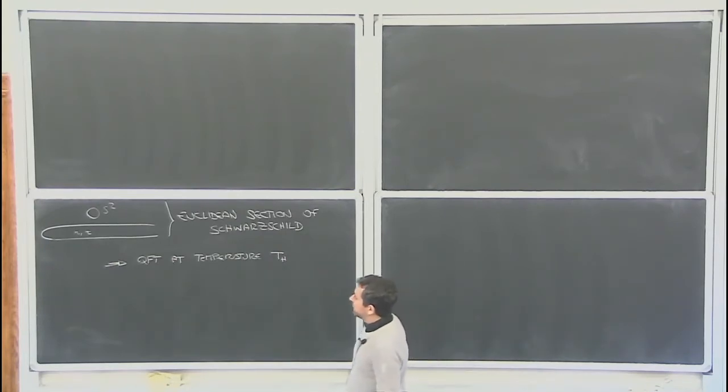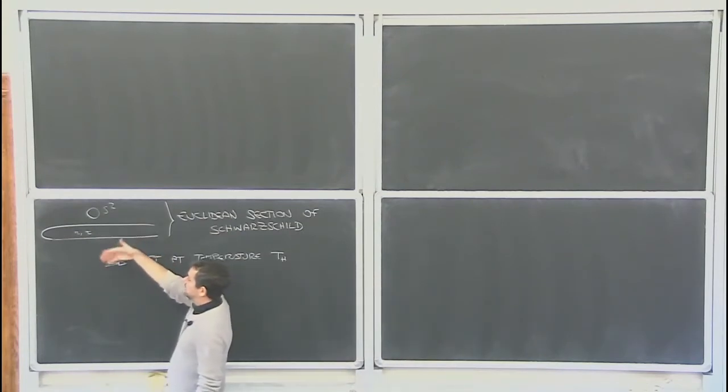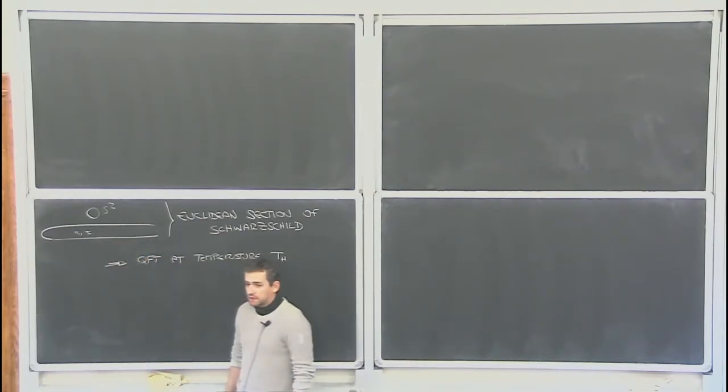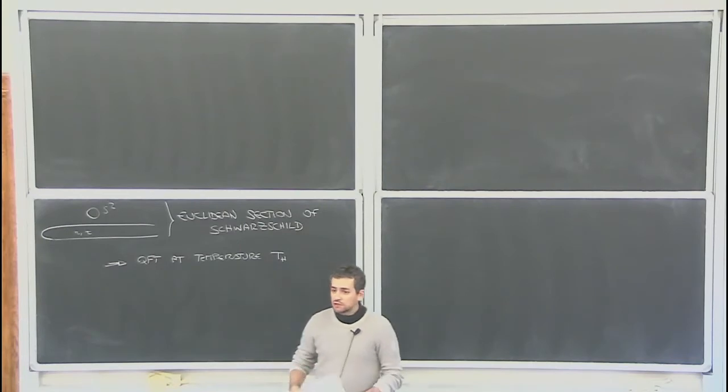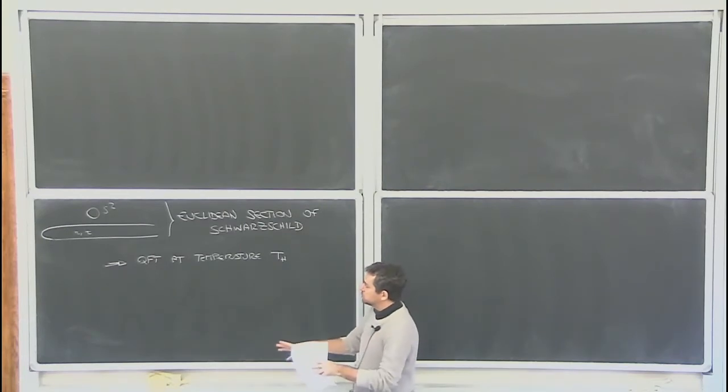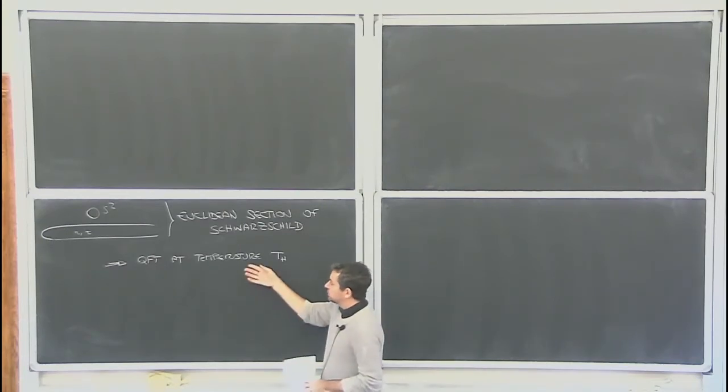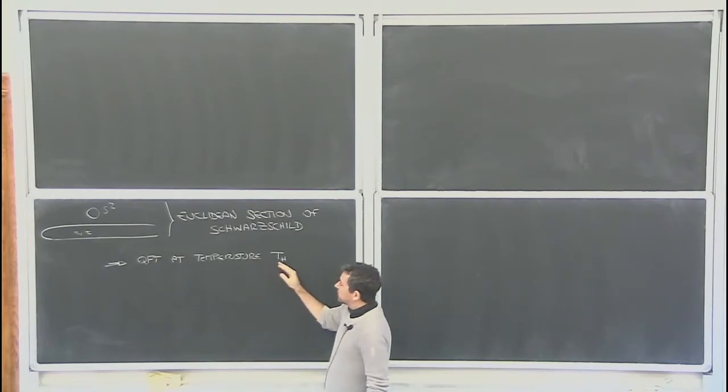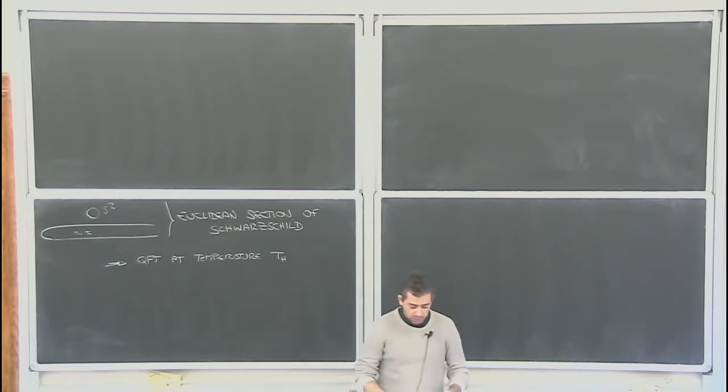And the identification of the time circle, the Euclidean time circle, leads us to conclude that whatever quantum field theory we do in the black hole background, it is a QFT at finite temperature, and the temperature was precisely the Hawking temperature.